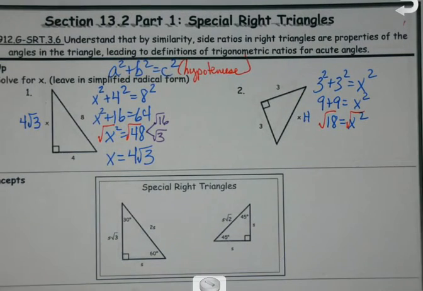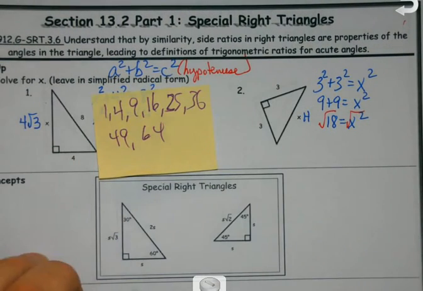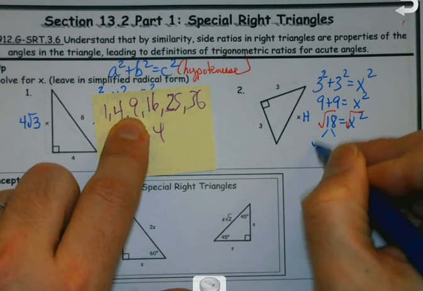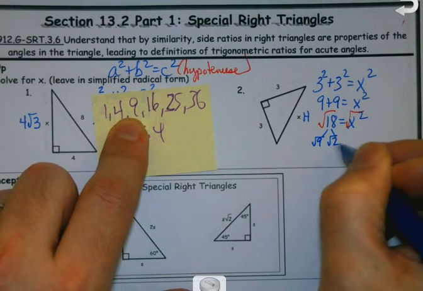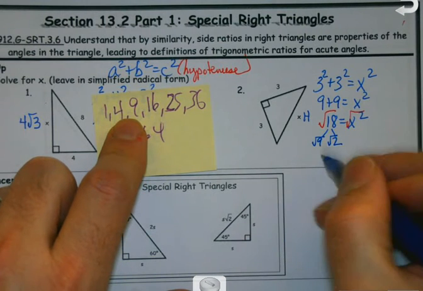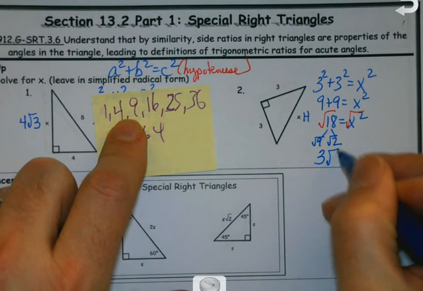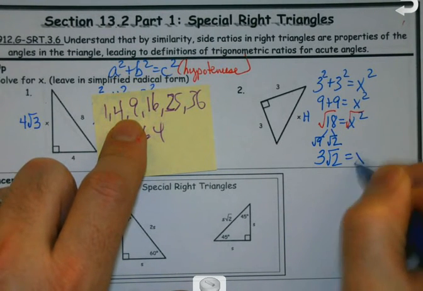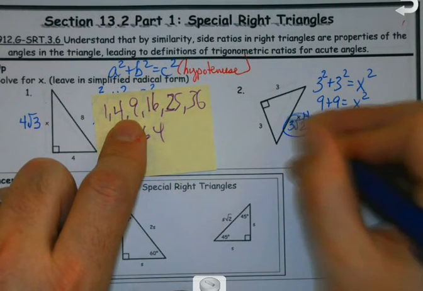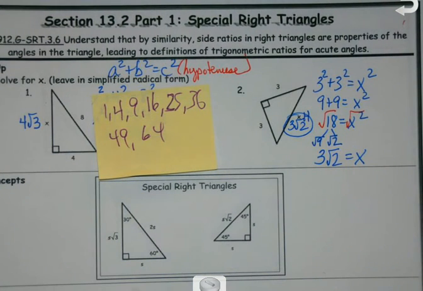So this time, when I look at it, I'm like, 9 goes into 18. So 9 and 2. And the square root of 9 comes out nice. It's 3. The 2, not so much. So I'd have 3 square root of 2 as my side.